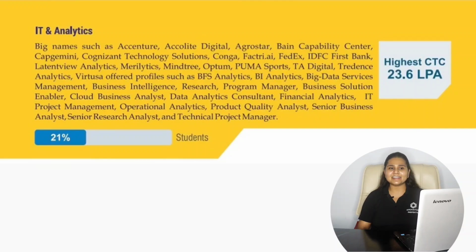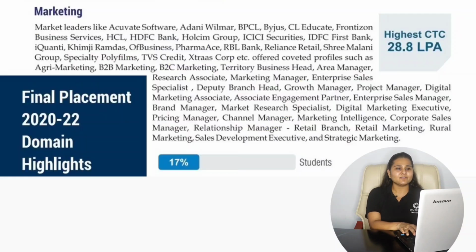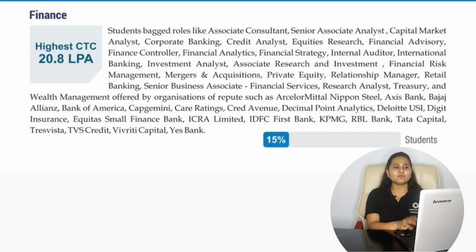If we consider the sector-wise highest salary package offered with the Indian Institute of Management Kashipur, then for IT and analytics, the highest CTC offered was 23.6 lakhs per annum. For marketing, the highest CTC offered was 28.8 lakhs per annum. For the finance domain, it is 20.8 lakhs per annum.